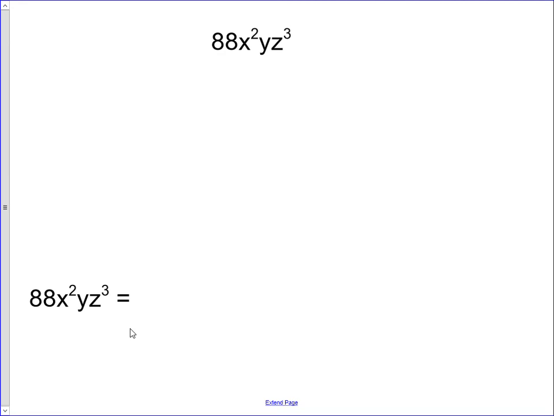Let's take a look at one other thing that we might run into today, and that's prime factoring an expression that has variables in it. Well, let's look at the coefficient part first, and let's just go ahead and prime factor the coefficient like we have been previously. So I'm looking for two factors that when I multiply together make 88. Well, the obvious one is 11 times 8. Well, 11 is a prime number because the only way I can make it is 1 times 11. So that's the end of this branch.